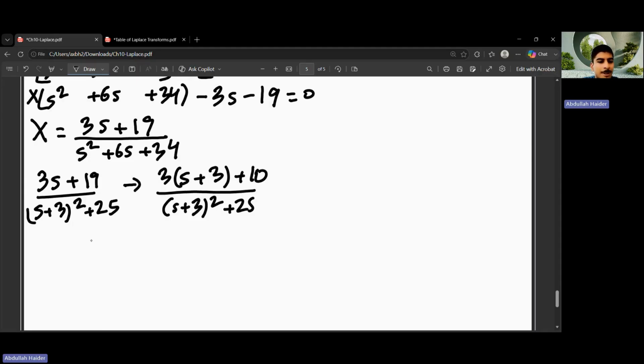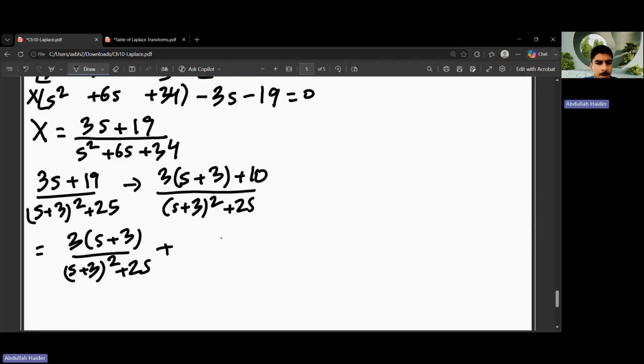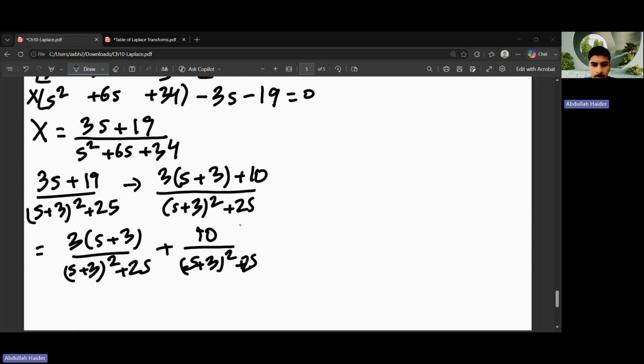So I can now write this as (3s plus 3) over (s plus 3) squared plus 25, plus 10 over (s plus 3) squared plus 25.